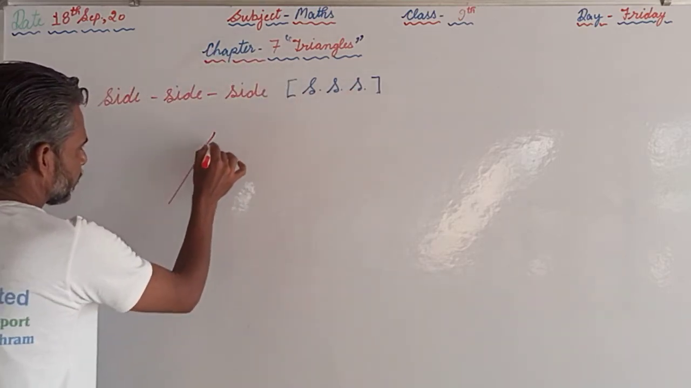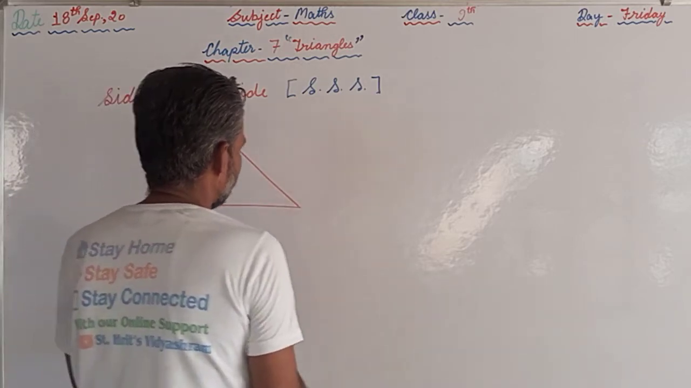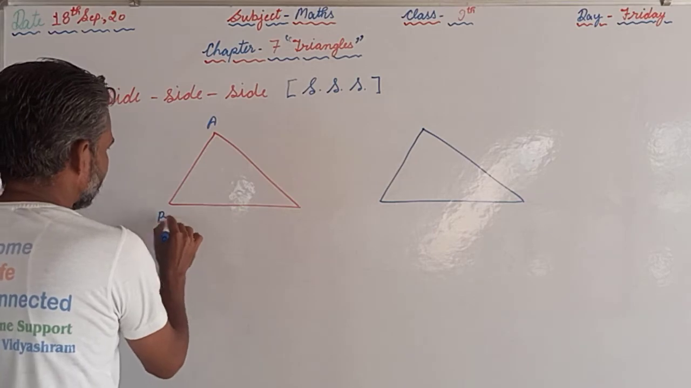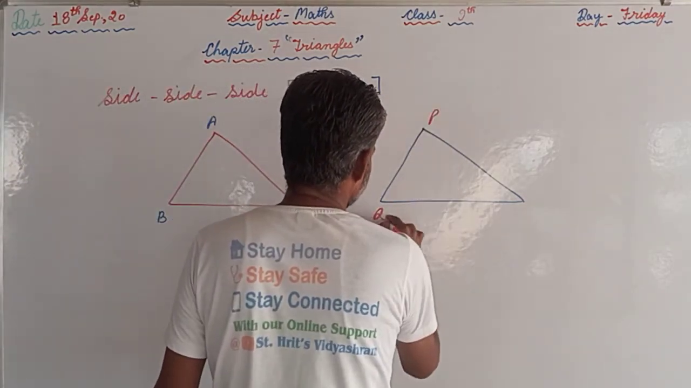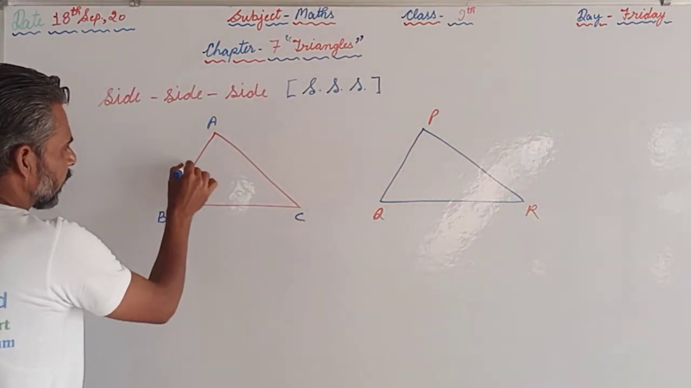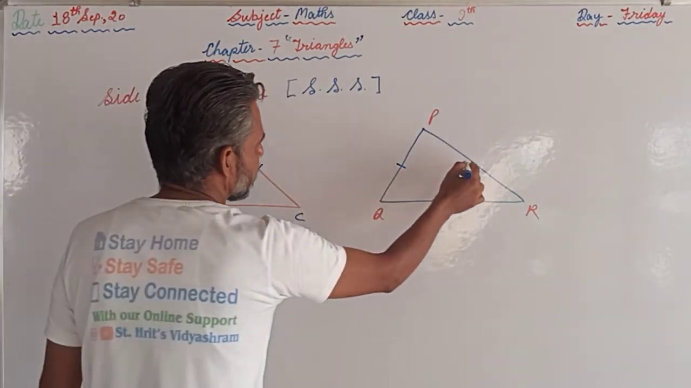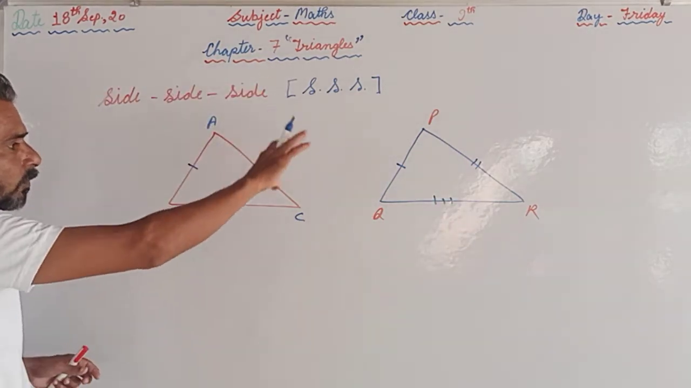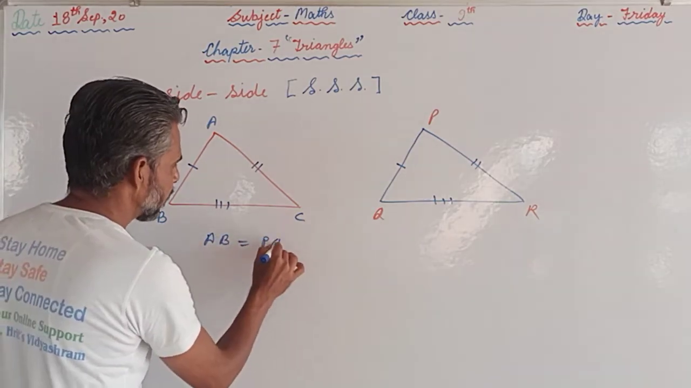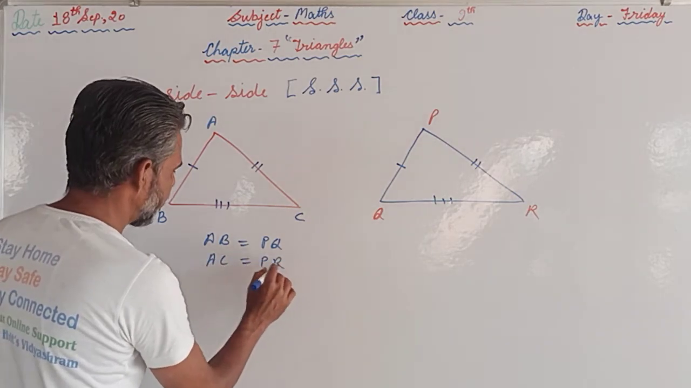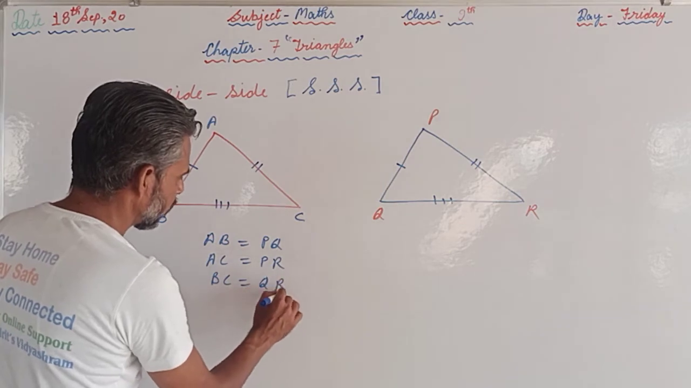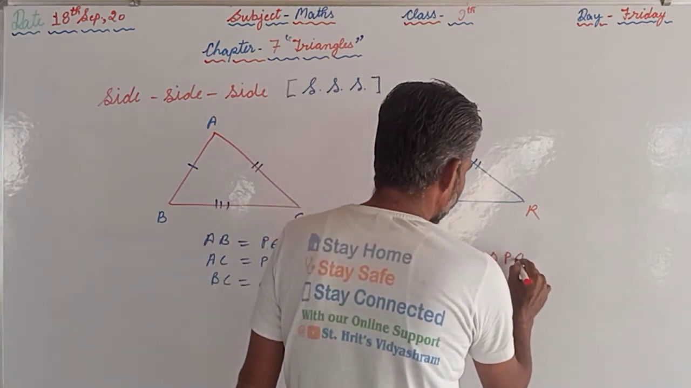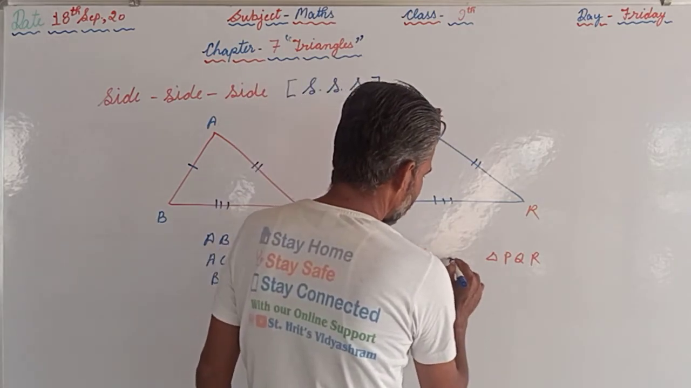If two triangles are given, this is ABC and this is PQR, and if it is given that AB equals PQ, AC equals PR, and at the same time BC equals QR, then we can write triangle ABC is congruent to triangle PQR. The congruent sign is like that.